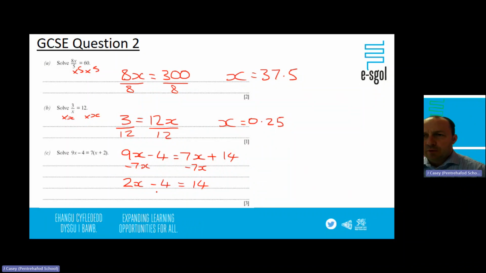And then it's a minus 4 there, so I'm going to add on 4 both sides. I think I'll do myself a little wiggly line here and carry on over the other side of the line. So if I add on 4 both sides, that gives me 2x equals 18. And then divide by 2 at the end. The value of x is 9.